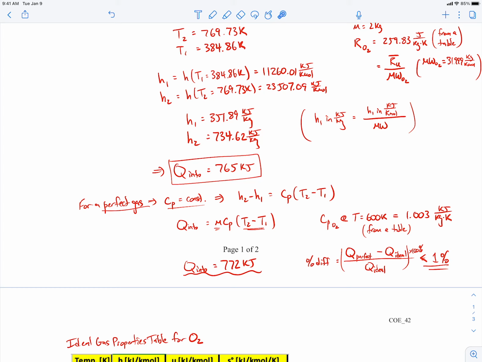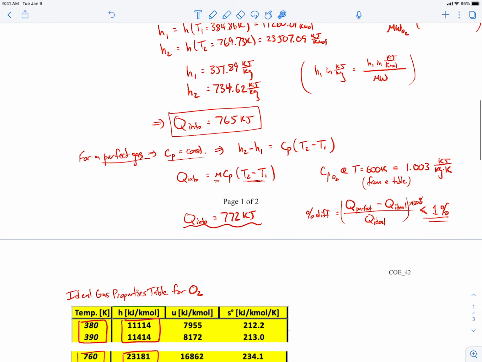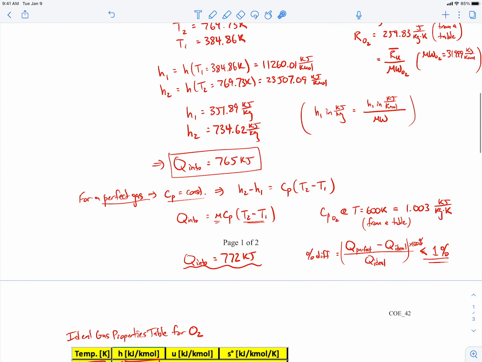So using the perfect gas assumption here is not that bad. It's a decent assumption. If we did that, we get 772, which is pretty close to the more accurate approach of using the tables. I wanted to show using the tables because it's really the most accurate approach to make use of these ideal gas tables. So this is the most accurate value, and this is a pretty good approximation, assuming that we're dealing with a perfect gas. Okay, we'll end the example there.